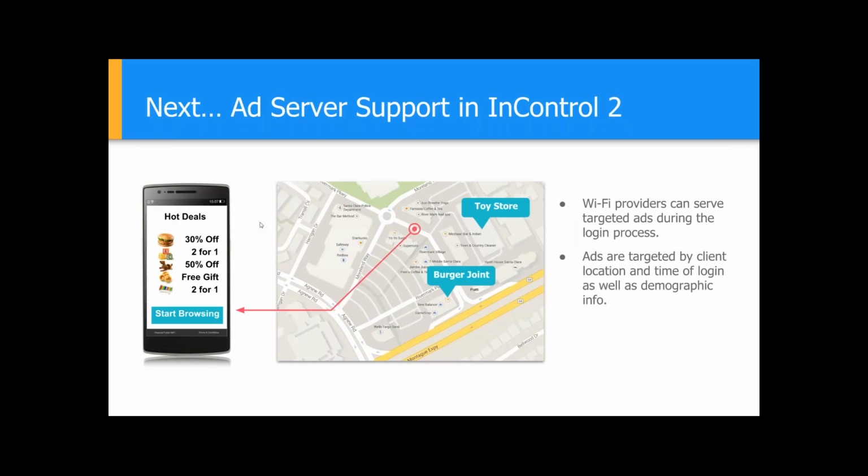Once you have that information set up, then we can start to look at ad server support for Control 2. This allows Wi-Fi providers to serve up targeted ads during that login process. And we do have a few means available to us. Before moving on, it would be going ahead and answering some quick survey questions, taking a look at a short video, or having banner ads throughout the session once they get past authentication. These ads are targeted by client location, as well as time of login and demographic info that you're shaping together.